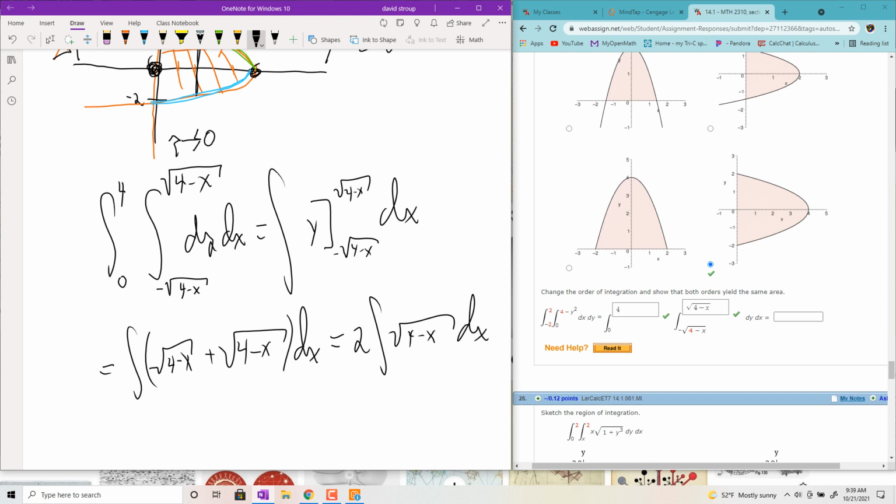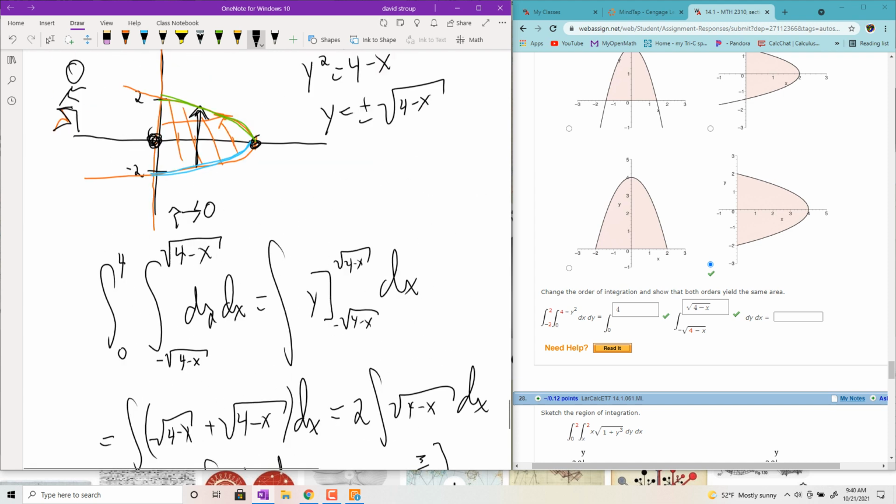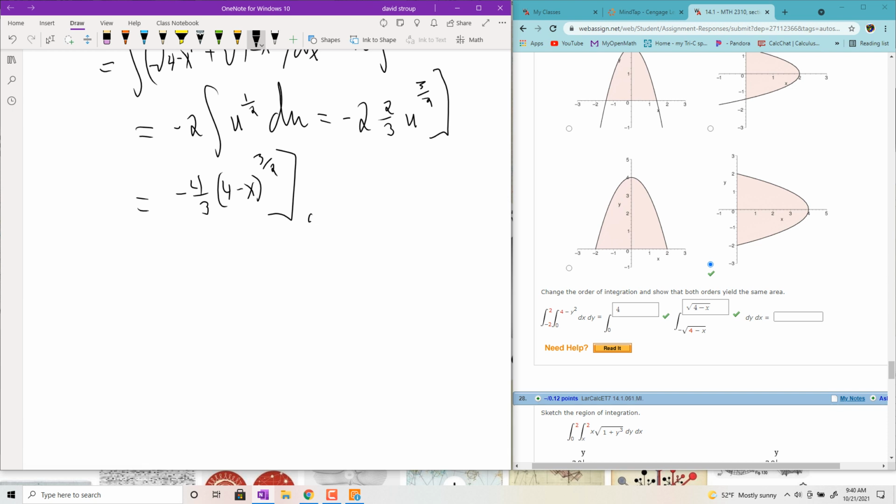You could do a u-sub on that. It's going to give you a negative floating about. So you have -2 integral u to the 1/2 du. And then power rule that. So you get u to the 1/2 plus 1 is 3/2, times 2/3. I'm going to remind myself to evaluate. -4/3, back substituting, that's 4 minus x to the 3/2, and we're evaluating from 0 to 4.